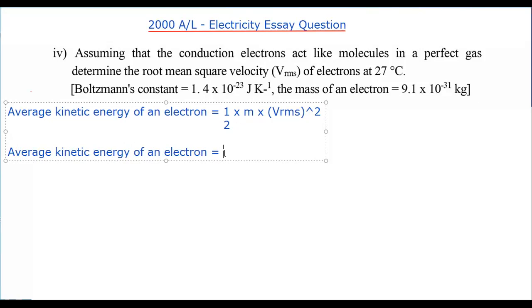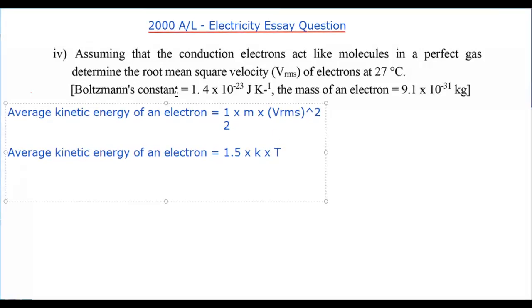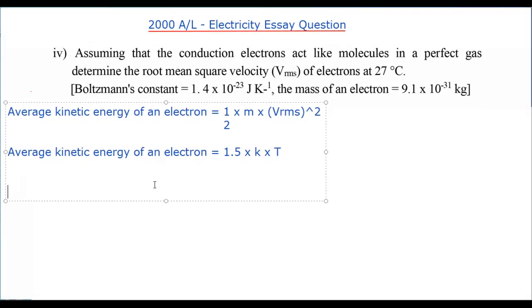In the heat lesson, average kinetic energy of a freely moving particle, especially in a gas, is equal to 1.5 times kT. K is known as the Boltzmann constant. Here the Boltzmann constant is given as 1.4 into 10 to the power minus 23, and T is the absolute temperature. So both equations give the same average kinetic energy.